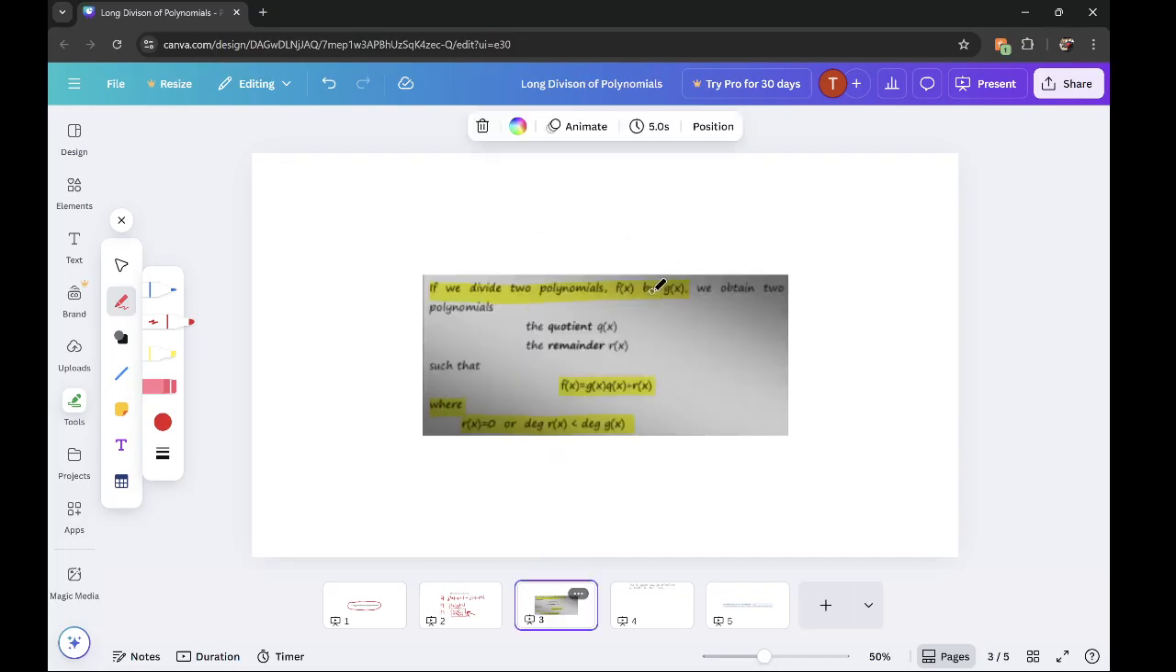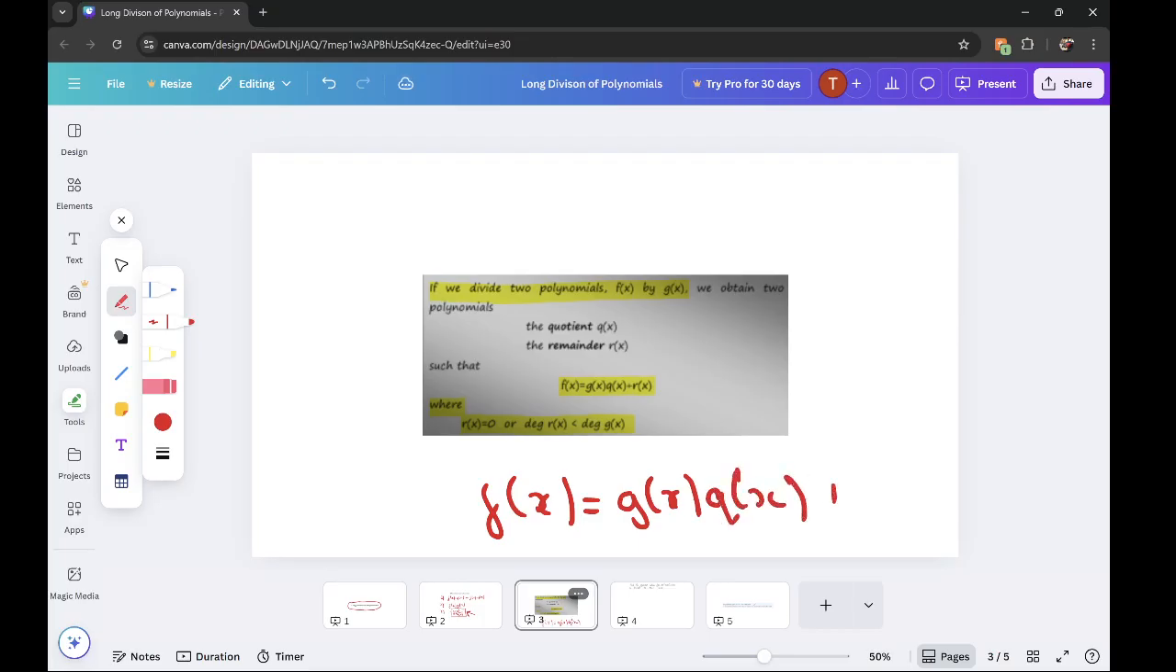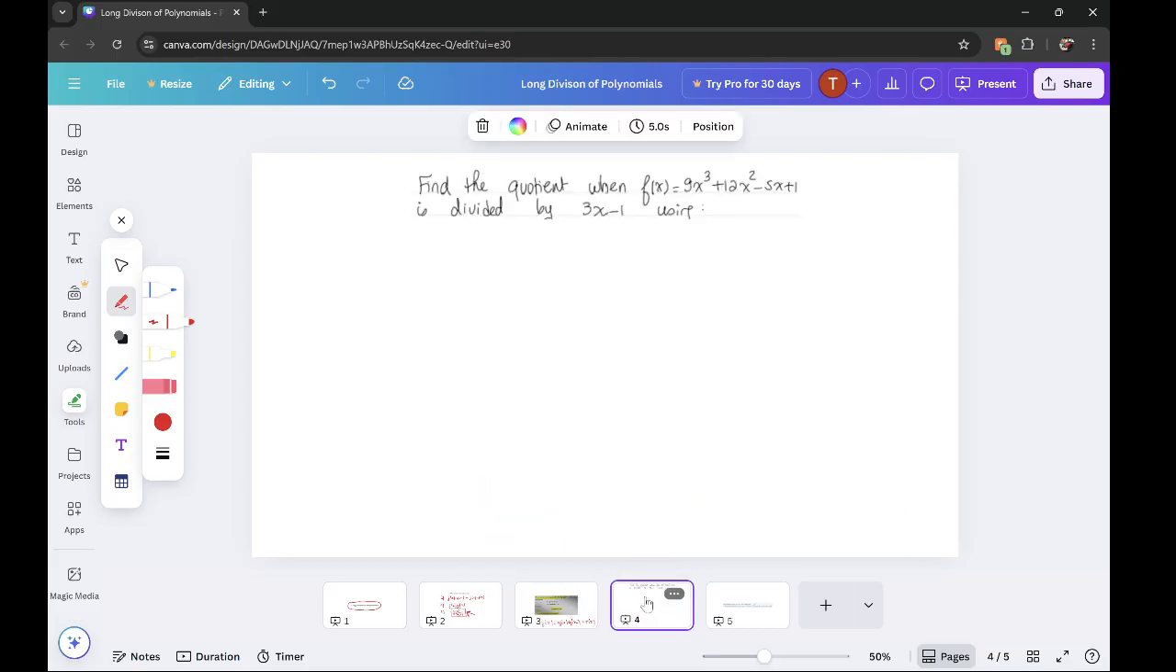If we divide two polynomials f of x by g of x, we obtain two polynomials in return, which are q of x and r of x, the quotient and the remainder. So q of x is the quotient and the remainder is r of x. It is written in such a way that f of x should be equal to g of x times q of x plus r of x. And this should work if you have done your division correctly. There are two ways to do it: synthetic or long division. Synthetic division is once again linked in my description below, and I'll be showing you how to do long division of polynomials right now.